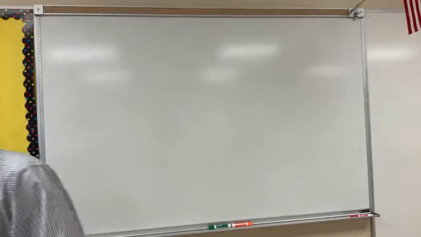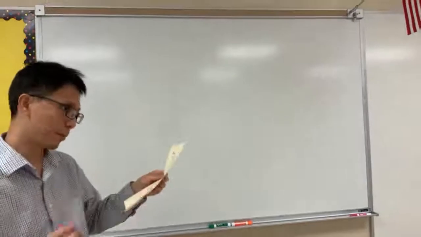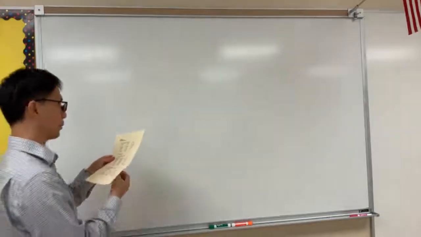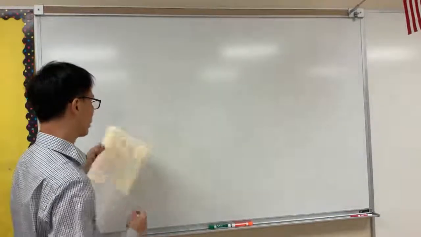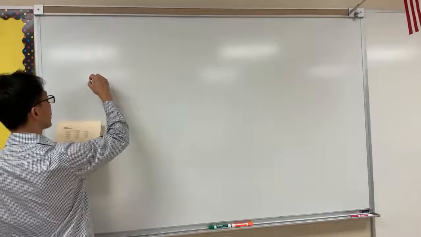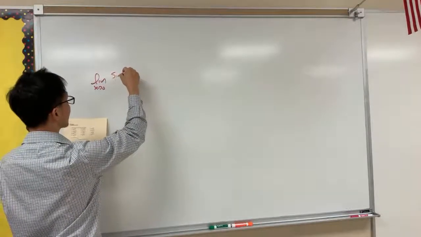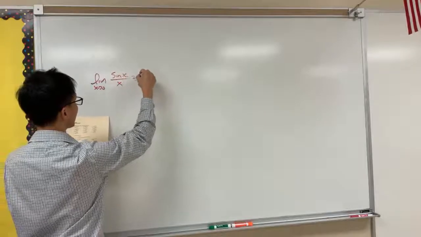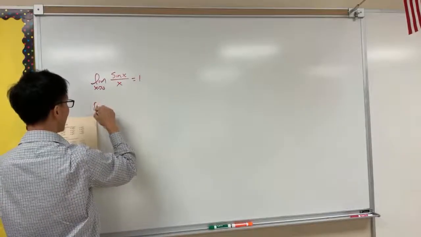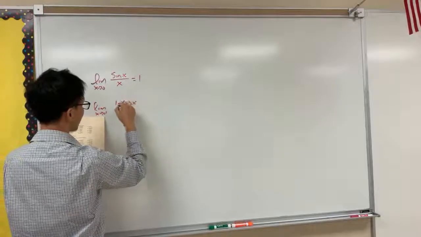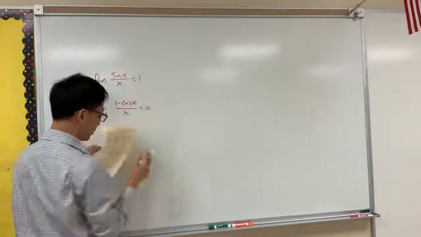So a lot of you guys have trig limit problems, so I'm going to go over, maybe pick a few to do. So let's start with the limit as x approaches 0 of sine of x over x is equal to 1, and the limit as x approaches 0 of 1 minus cosine of x over x, that's equal to 0.